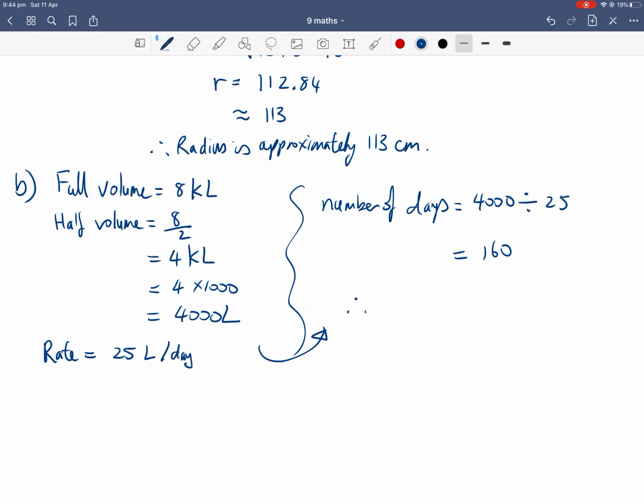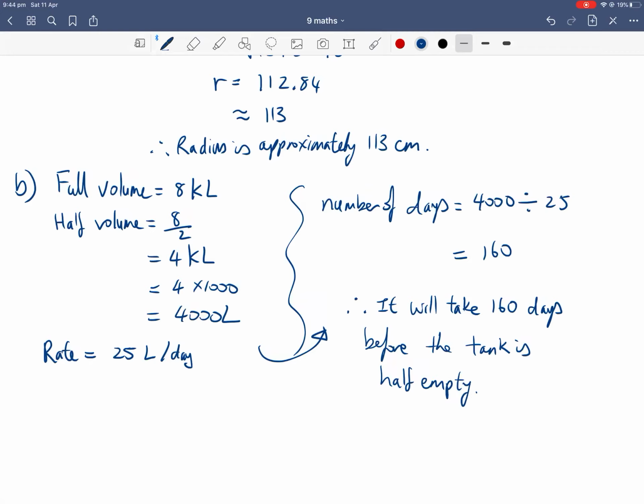So sentence conclusion to answer the question: therefore it will take 160 days before the tank is half empty. So it's really important that you have the same units first before you can do any volume or capacity calculations. Always check your units.